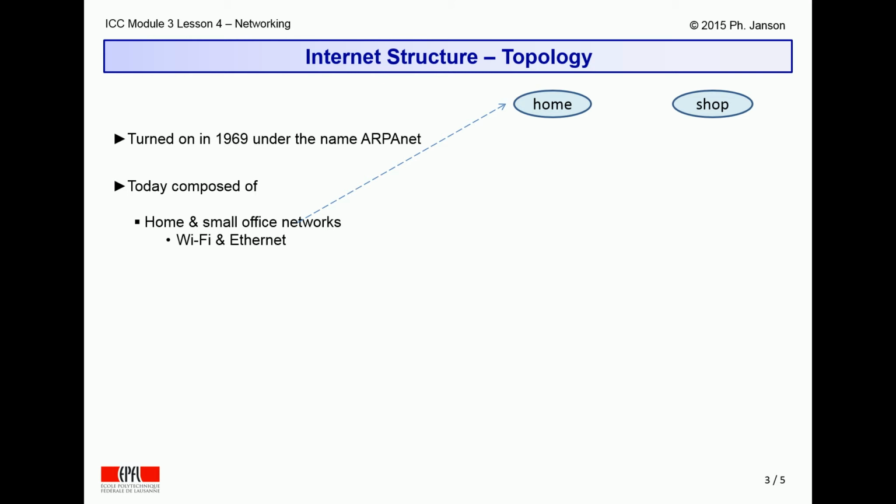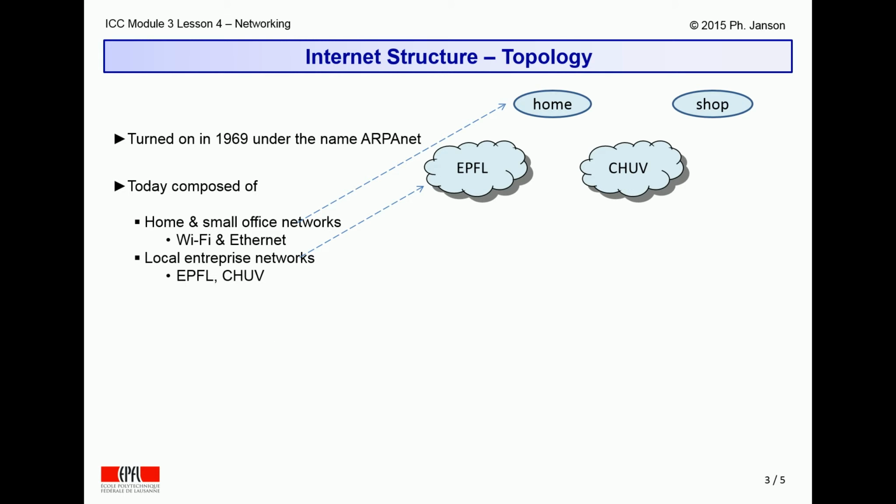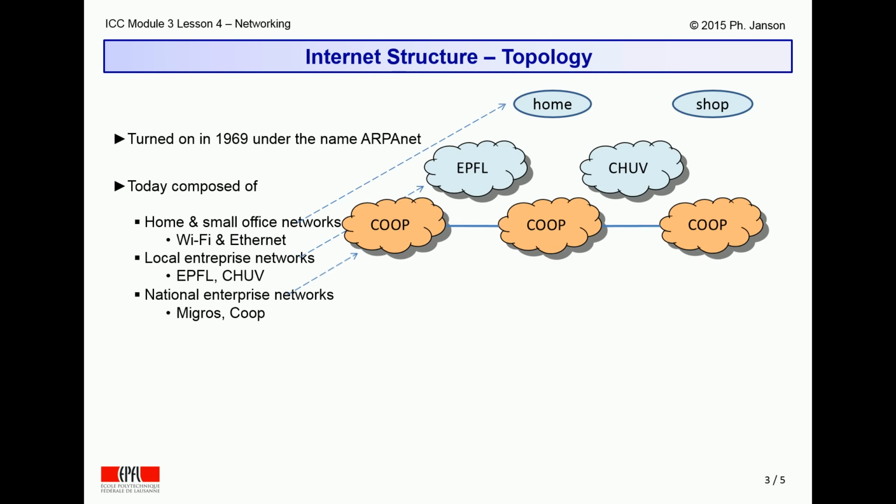The Internet is organized into a hierarchy of networks and subnetworks. At the lowest level, it includes home and small office networks built around the Ethernet cable and the Wi-Fi wireless technologies. It also includes local company networks, such as are found, for instance, at EPFL or at the CHUV hospital in Lausanne. Then it includes national enterprise networks that are of necessity split across multiple locations, such as, for instance, the networks of supermarket and retail chains like Migros or Coop in Switzerland.